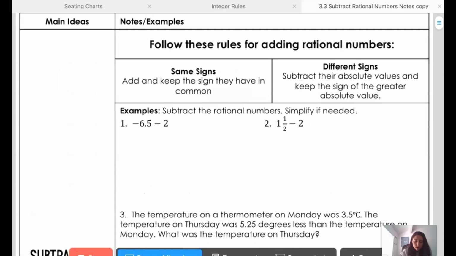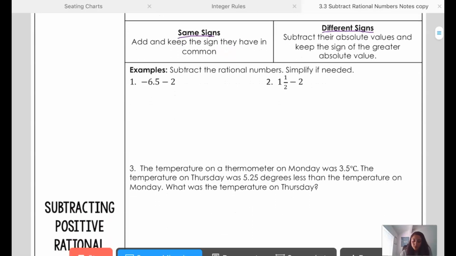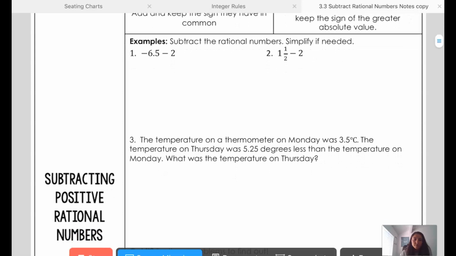So looking at the top, when we subtract rational numbers, we're actually going to use our same rules for adding rational numbers. So remember that our rules for adding rational numbers are if they are the same sign, we're going to add and keep the sign. If they have different signs, we're going to subtract the numbers and keep the sign of the larger number. So let's look at some examples of subtracting rational numbers.